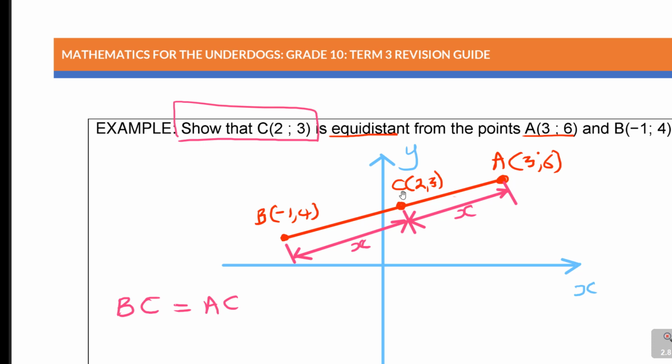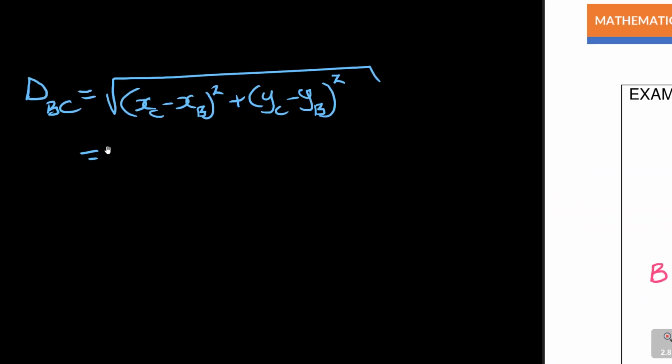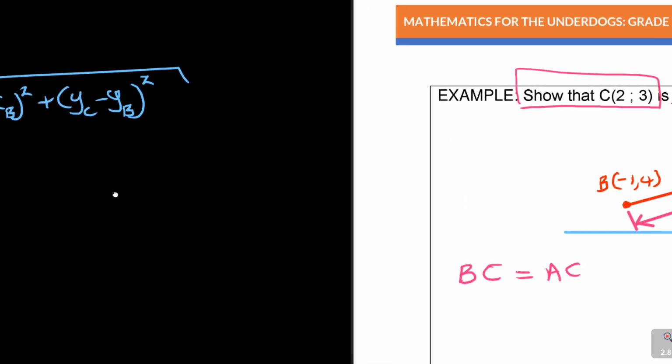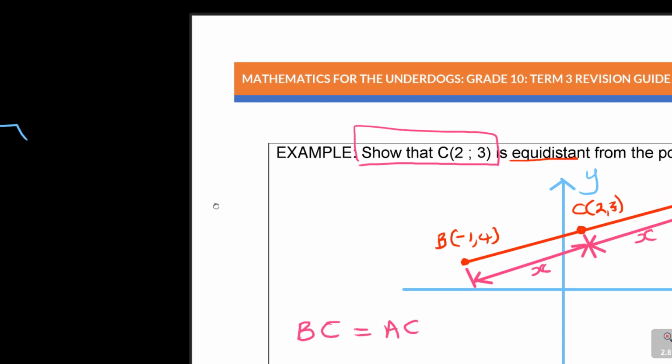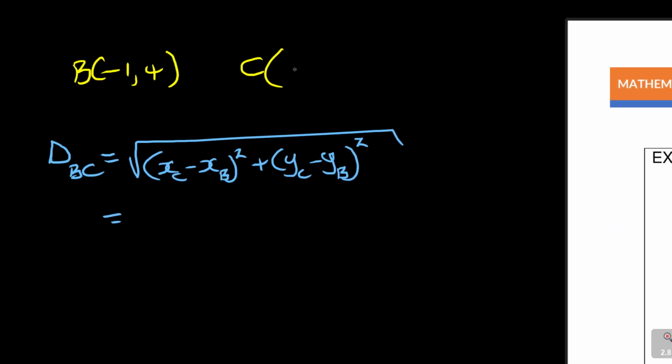So let's look at B and C. Remember, I'm looking here at B and C. Let me write it down as B so that you can see what I'm talking about. B is (-1, 4), and C is what? C is (2, 3).